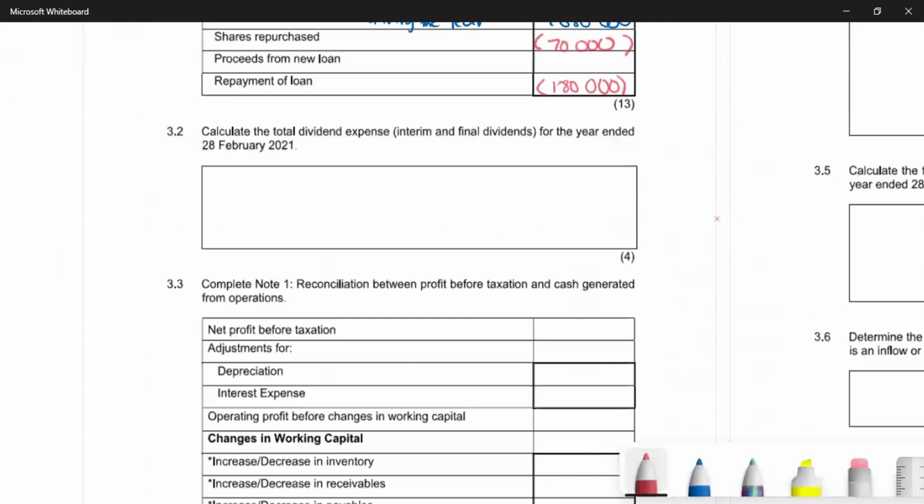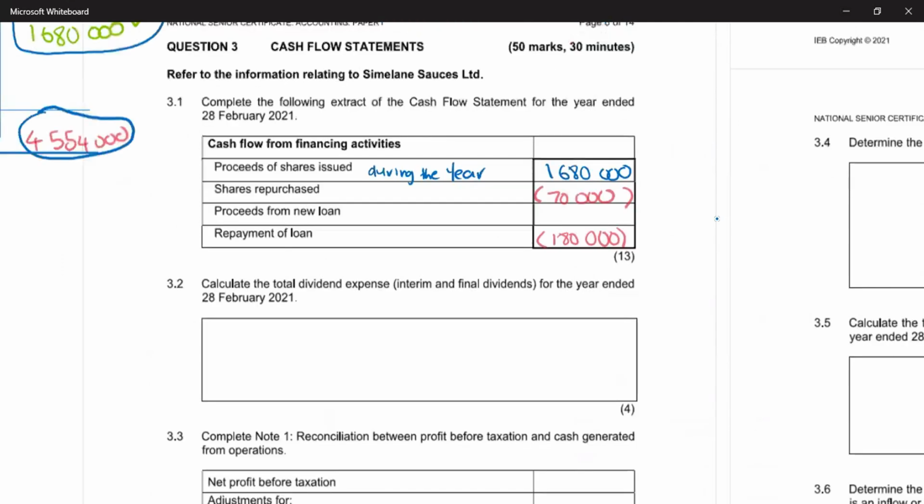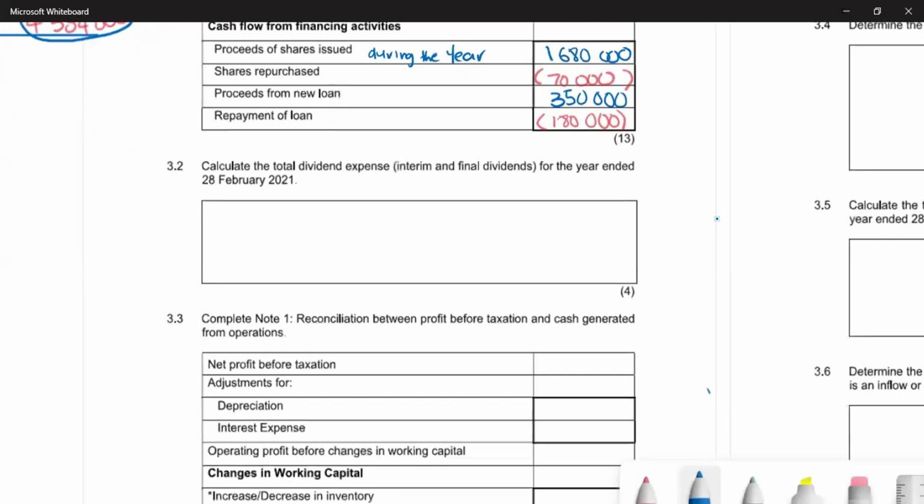So let me quickly change the color of my marker. So proceeds, these are from the additional loans, an inflow, 350,000. And now lastly, to find my cash flow from financing activities total, it's 1,680,000 minus 70,000 plus 350,000 minus 180,000. And this would be an inflow of 1,780,000. Okay, so let me quickly write that down.